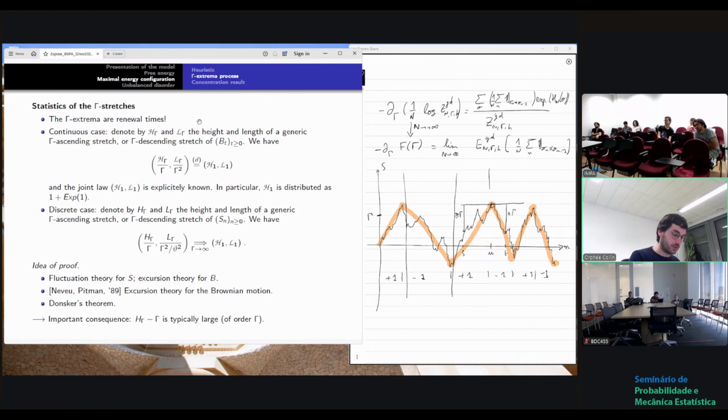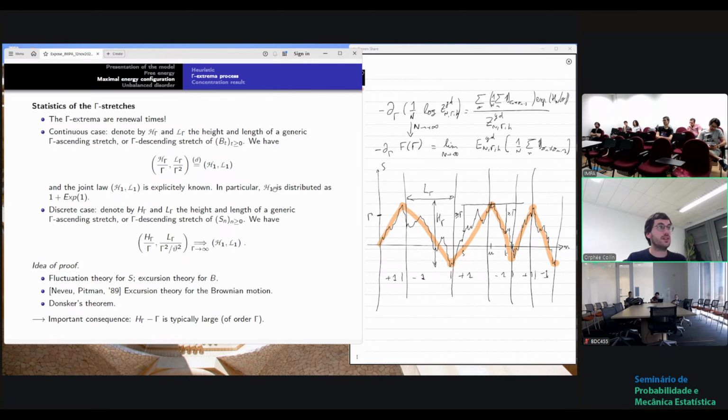So we have independent objects that make up the random walk. We may wonder about the typical height and length of these gamma stretches, and in the continuous case we have an explicit law. By Brownian scaling, the height and the length at scale gamma scale as gamma over gamma squared. So you can focus on the law for gamma equal to 1. And in this case, the joint law is explicitly known thanks to work by Neveu and Pitman in the 80s.